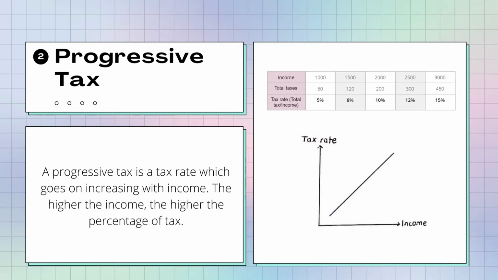Second, progressive tax. A progressive tax is a tax rate which goes on increasing with income. From the table, we can see that as the income goes higher, the percentage of tax is higher.